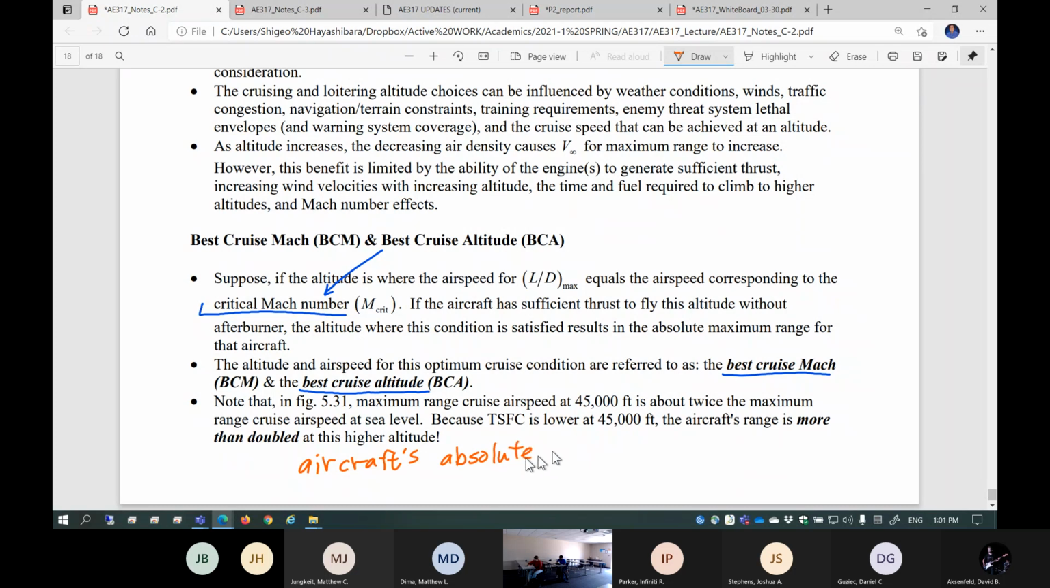Absolute max range. All right, here we go. So this actually concludes the discussion of Unit C2. Do you have any questions?